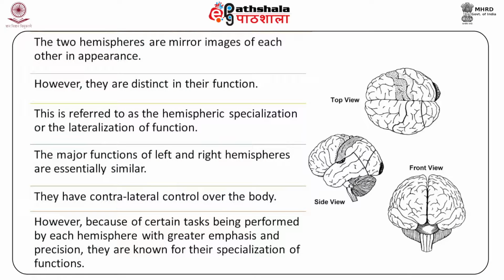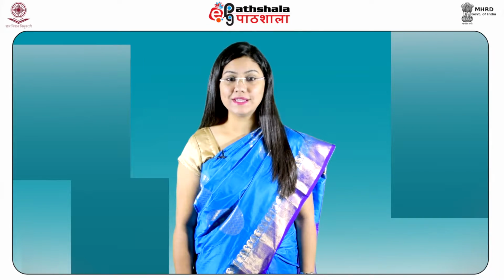The two hemispheres are mirror images of each other in appearance. However, they are distinct in their function. This is referred to as hemispheric specialization or the lateralization of function. The major functions of left and right hemispheres are essentially similar. They have contralateral control over the body. However, because of certain tasks being performed by each hemisphere with greater emphasis and precision, they are known for their specialization of functions.